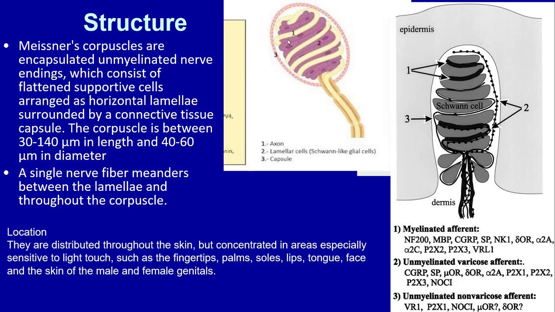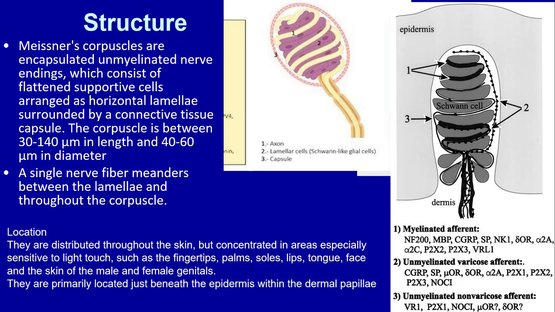Location. They are distributed throughout the skin but concentrated in areas especially sensitive to light touch, such as the fingertip, palm, sole, lip, tongue, face, and skin of the male and female genitals. They are primarily located just beneath the epidermis within the dermal papillae.